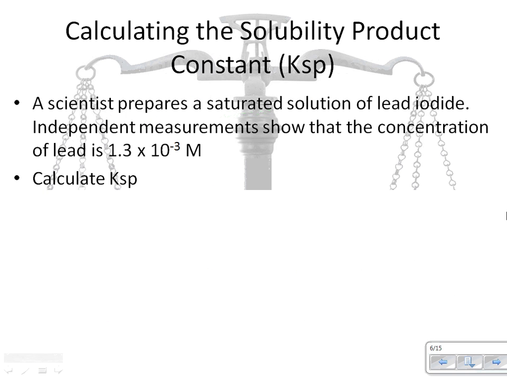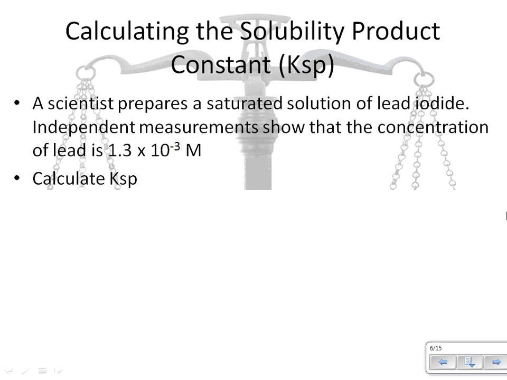All right, so let's actually do an example where we calculate the KSP. So we're calculating the solubility product constant. It says here, a scientist prepares a saturated solution of lead iodide. Independent measurements show that the concentration of lead in this solution, so your lead ion, is 1.3 times 10 to the negative 3 molar. Calculate KSP.